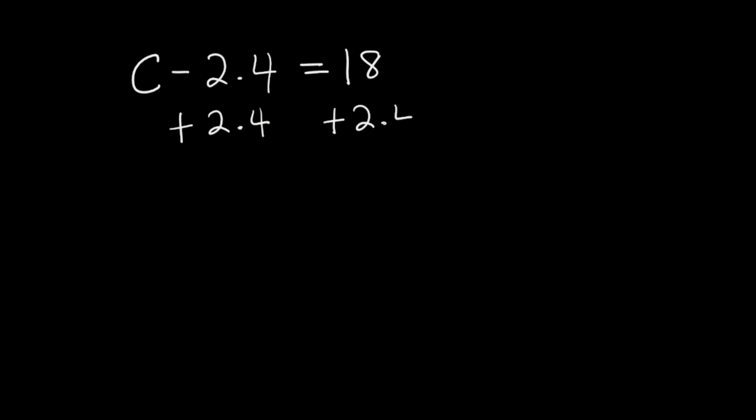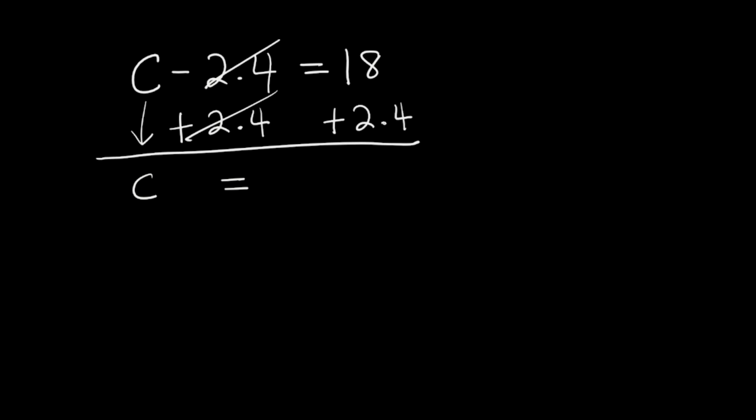Okay, here's another example. Suppose we had c - 2.4 = 18. Solve for c. Again, we do the opposite of this operation, which is positive 2.4, but we also need to add it to the right of the equal sign. Now this becomes 0. We pull our c down, and 18 plus 2.4 should give us 20.4. And that's our answer for c.